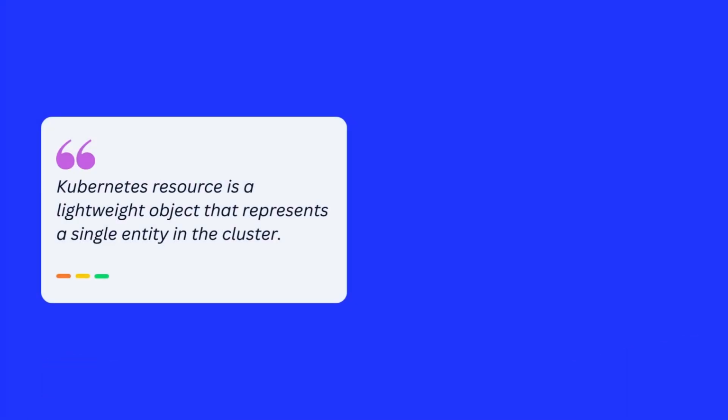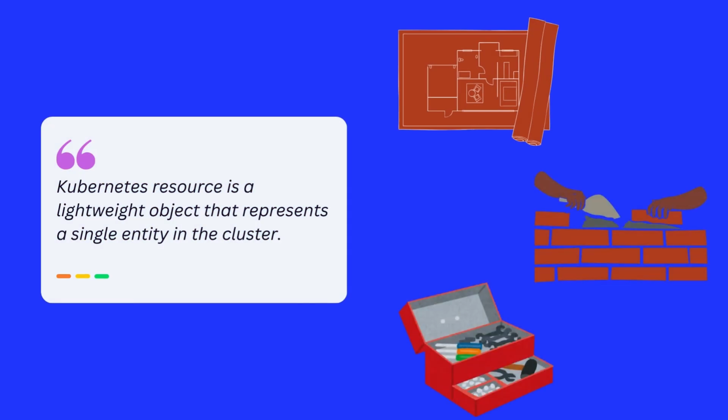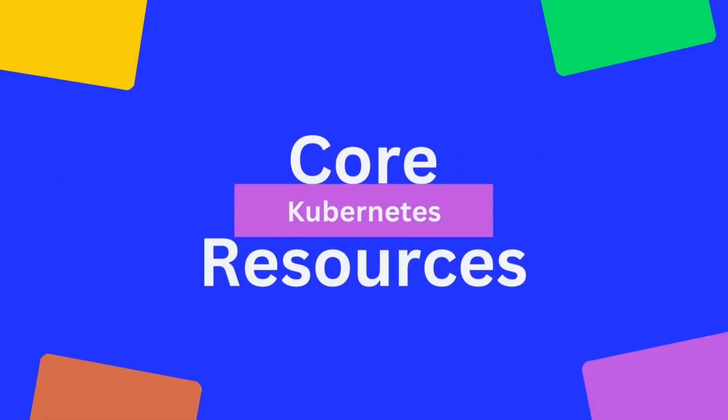Imagine you are building a house. Kubernetes resources are like the blueprints, building materials, and tools that you need to construct and manage your house. Each resource represents a specific part of your application inside the Kubernetes cluster, and they all work together to keep everything running smoothly. Let's break down the core Kubernetes resources with some simple examples.